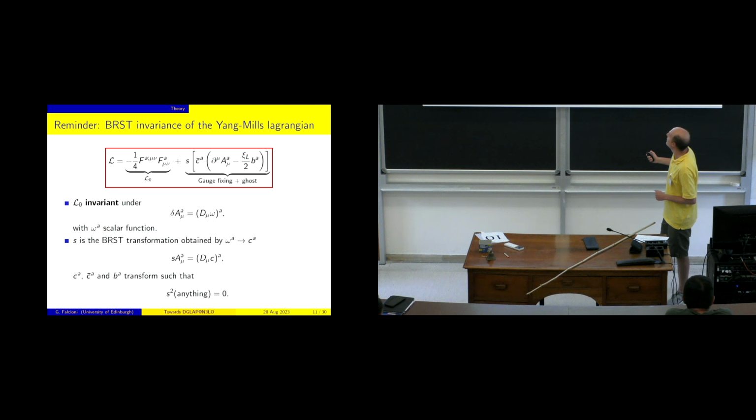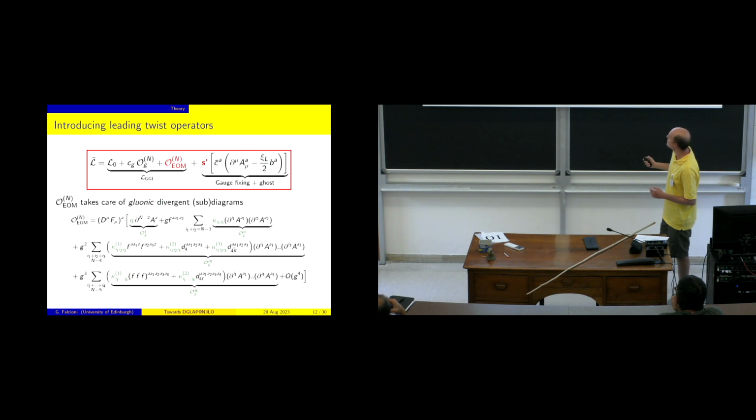So in this case, it's transparent that the Lagrangian is invariant under BRST, because the first bit, if you operate with S, will just behave like a gauge transformation and it's invariant. The second one, if you act again with S, you get S squared and is 0. So we said, okay, now we have to move on and generalize this picture.